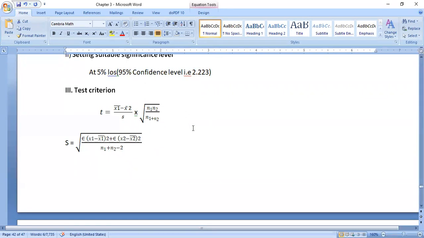Then we need to find the x bar 1 value, x bar 2 value and the S value also. S is the under root of sigma x1 minus x bar 1 whole square, plus sigma x2 minus x bar 2 whole square, divided by n1 plus n2 minus 2. This is the formula. According to the procedure, we have written the formulas.